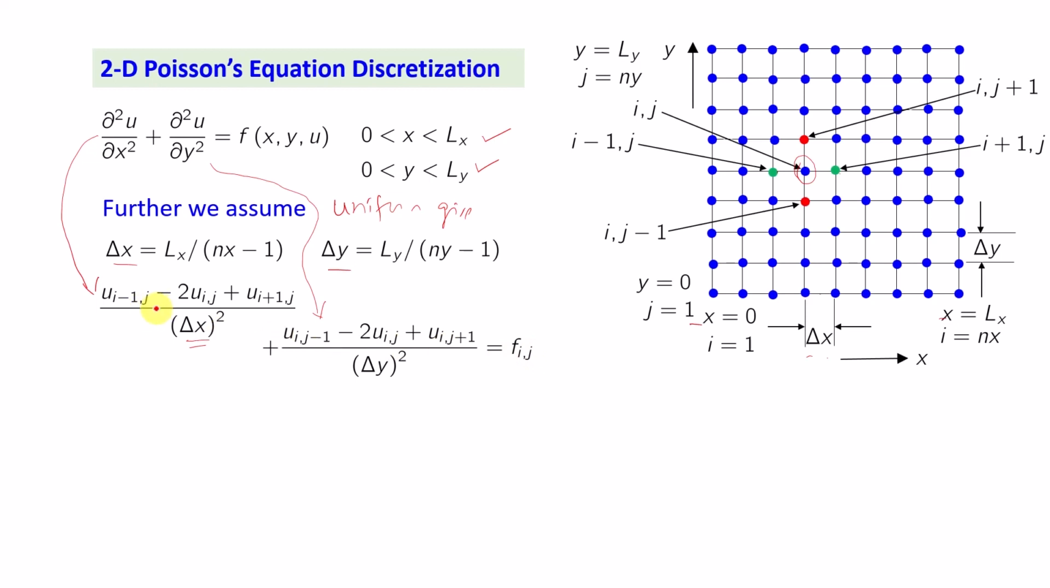Now you see this equation. In this equation we have basically 5 terms: i j, i minus 1 j, i plus 1 j, i j minus 1, and i j plus 1. So this is an equation of 5 unknowns.